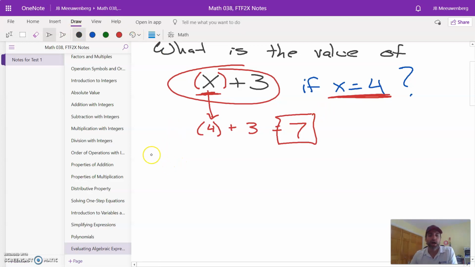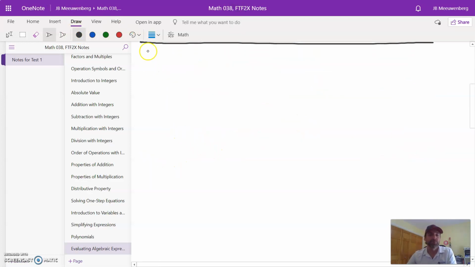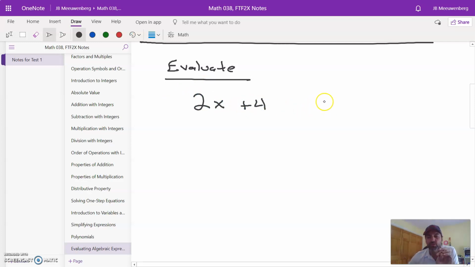So, another way I could phrase that is simply evaluate. So, I'm going to say evaluate 2x plus 4. And here's another language thing. Here's another way that textbooks and publishers and authors often write these questions. Evaluate 2x plus 4, and then they use the word for. X equals 3. So rather than if x equals 3, they might say for x equals 3.